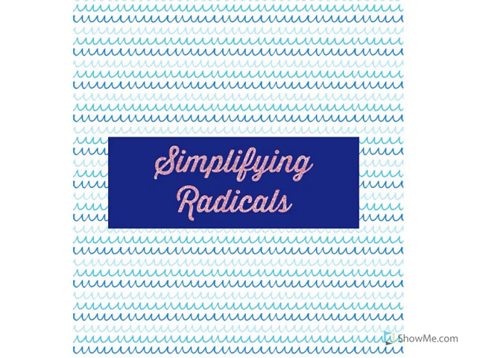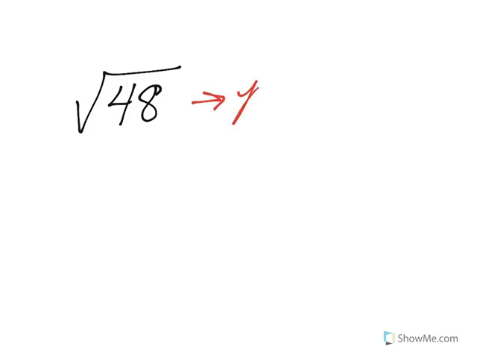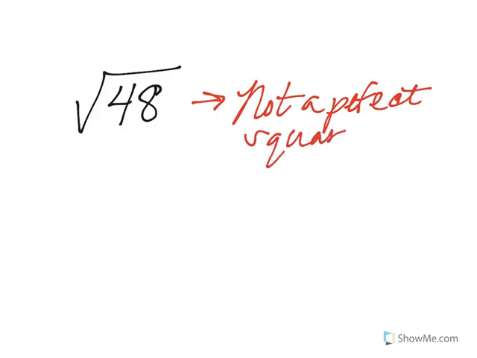Okay, simplifying radicals has to do with imperfect radicals. Those are radicals that don't have perfect square roots. So these are radicals like the square root of 48. Okay, this is not a perfect square root. So you must make a factor tree.